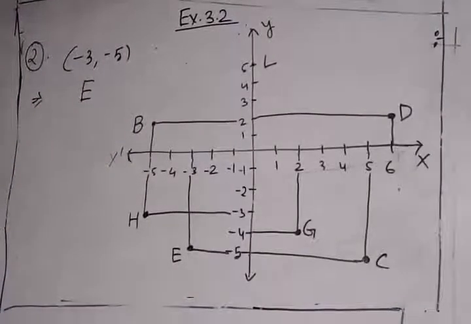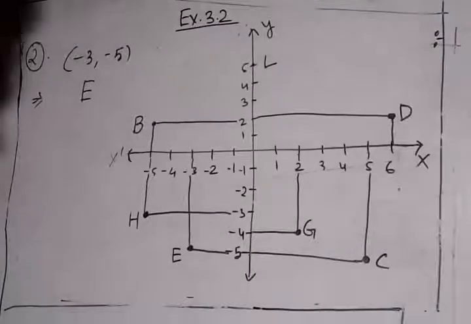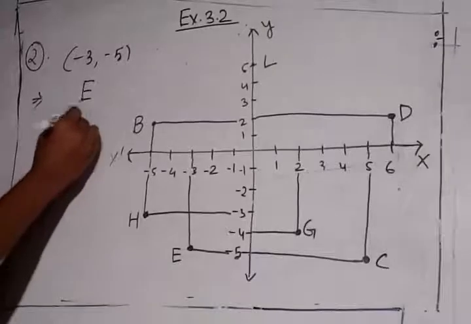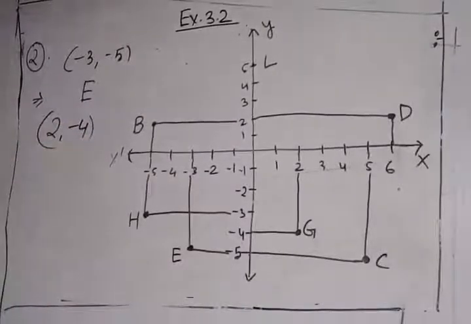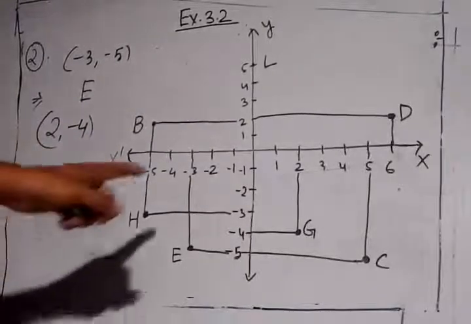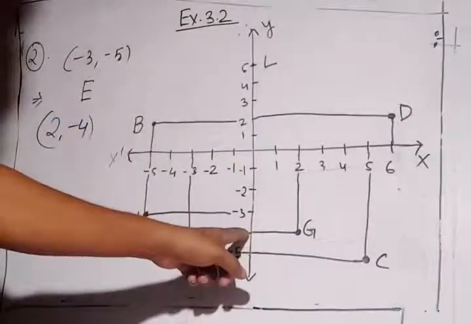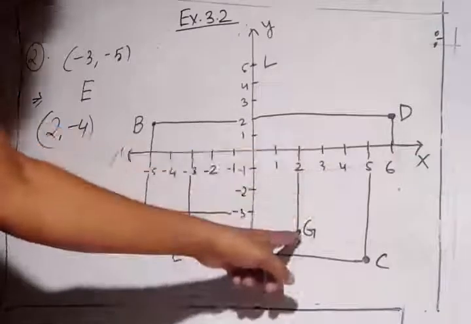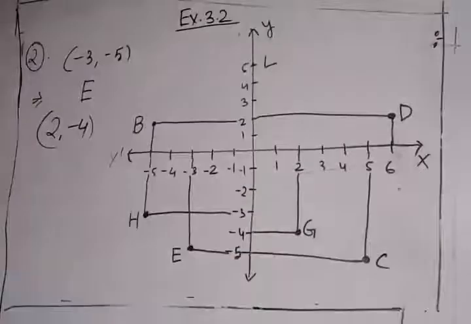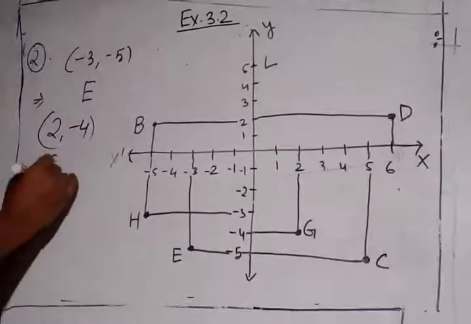The next question is the point identified by the coordinates 2, minus 4. Now, where do we have 2, minus 4? This is plus 2, so you have to go this side. This is plus 2. Then minus 4. This is our minus 4. That means the point is here, G. So the answer is G.